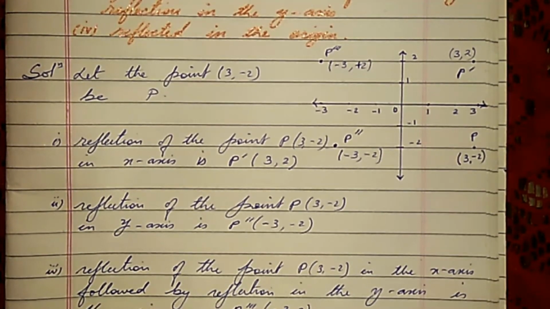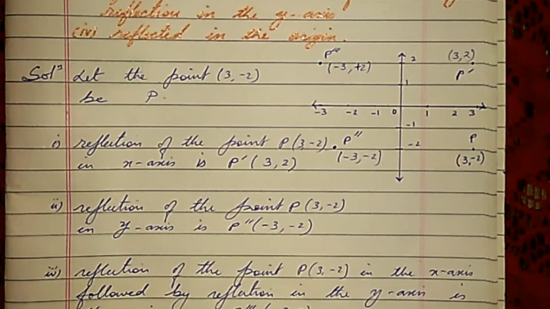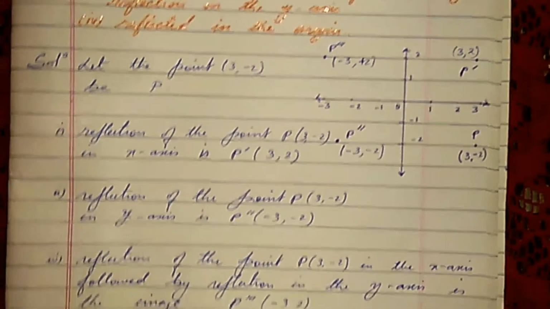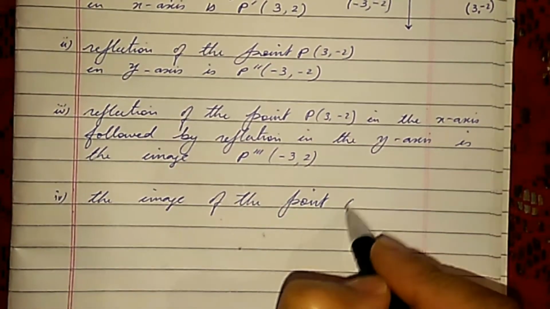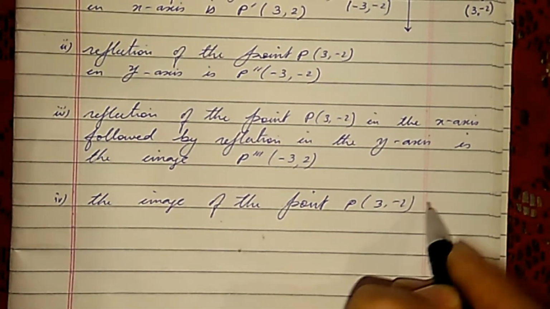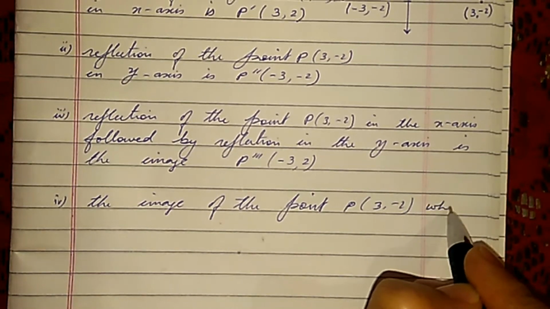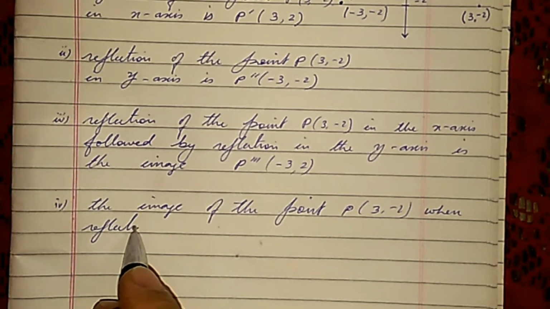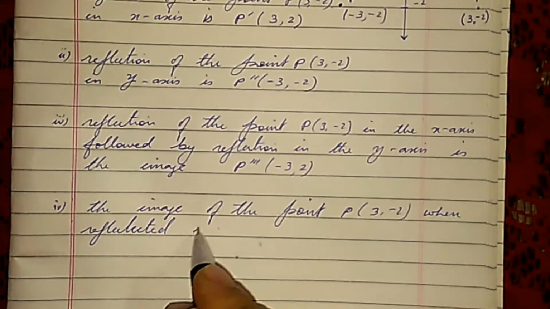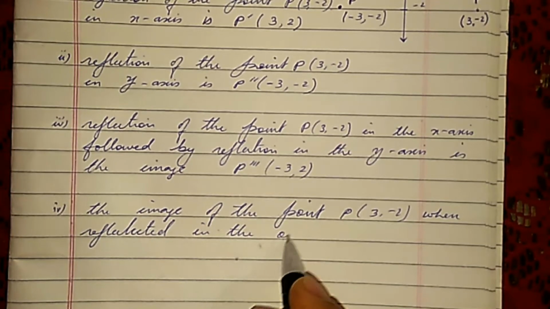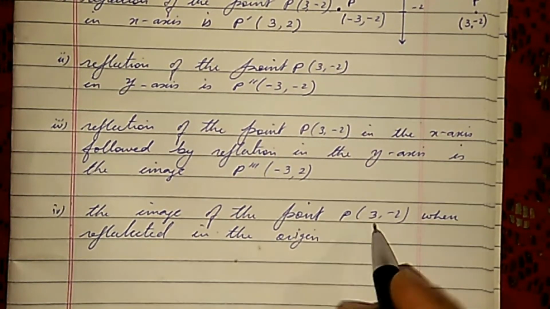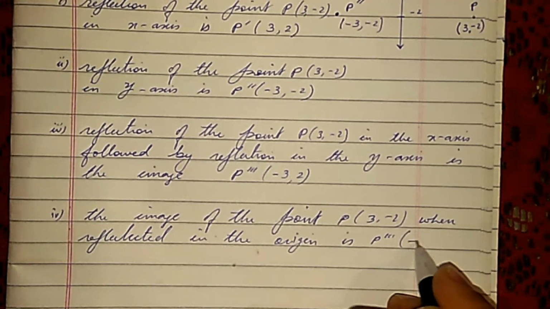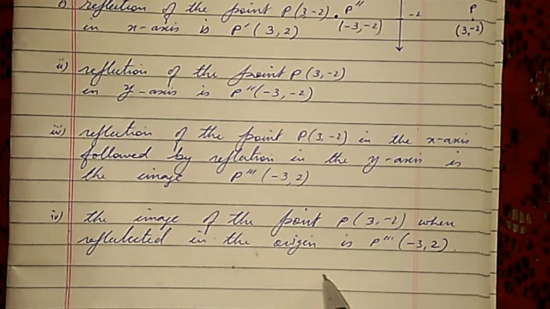So the image of the point P, which is (3, -2), when reflected in the origin is P3 prime, which is (-3, 2).